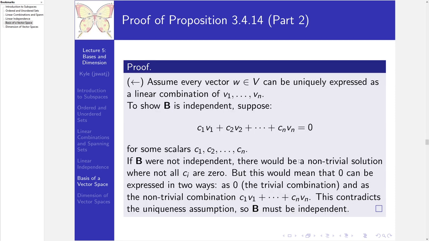And then for the reverse direction, if we suppose we can write any vector uniquely, we want to show that B is independent. So if we suppose that this is equivalent for some scalars, if B were not independent, that means there was a nontrivial way to get 0. This would mean that 0 could be represented in two different ways, both as a trivial and non-trivial combination. But this is impossible, because 0 can only be represented in one way.